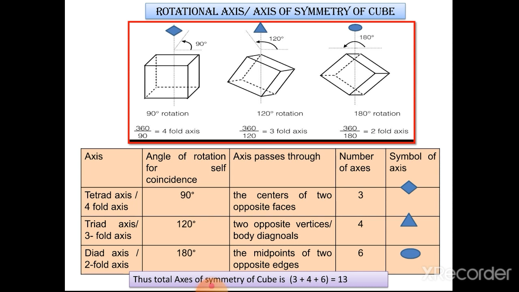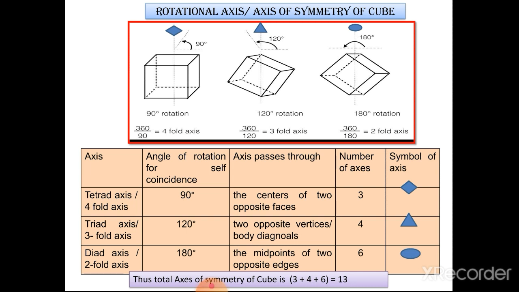Now if we observe the second figure, it shows the axis which is along the body diagonal, or in other words, the axis is passing through two opposite vertices. When the crystal is rotated around this axis, then after each rotation of 120 degrees the crystal achieves the congruent position or self-coincident position. Hence in one complete rotation of 360 degrees the crystal achieves congruence 3 times. Hence this axis is called a triad axis. In other words, it is also called a threefold axis.